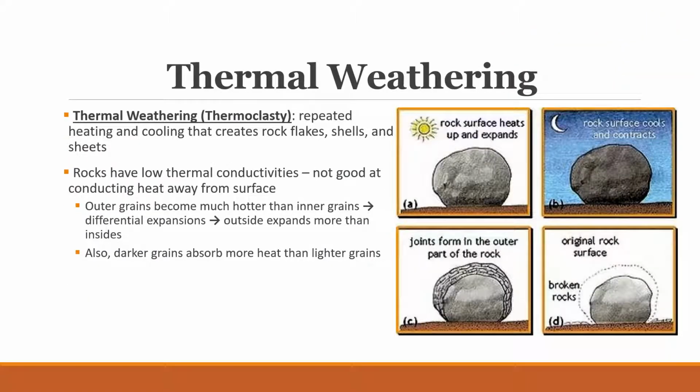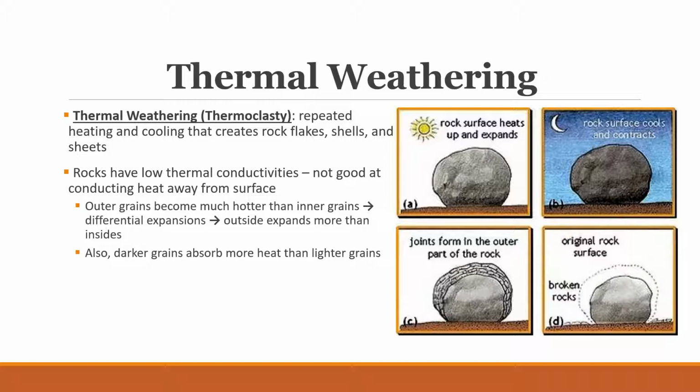Next, we have thermal weathering, sometimes called thermoclasty, where we're looking at heating and cooling. Again, we're looking at expansion and contraction. So similar to frost weathering, but this time the mechanism causing expansion and contraction is heat. Rocks have low thermal conductivities, which means they're not good at conducting heat away from the surface. This would make them a good insulator.